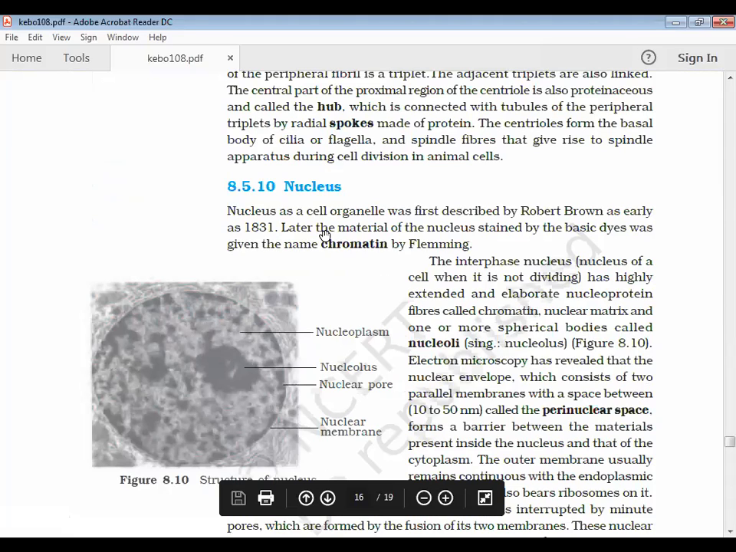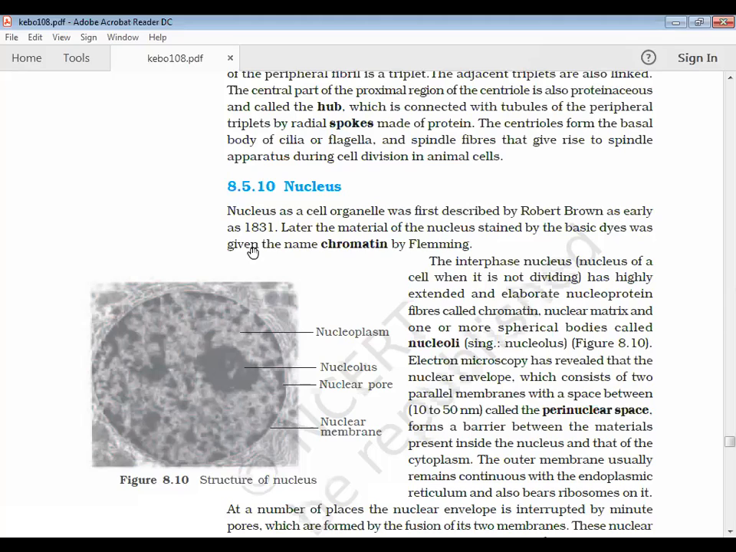The nucleus as a cell organelle was first described by Robert Brown as early as 1831. Later, the material of the nucleus stained by the basic dyes was given the name chromatin by Fleming.